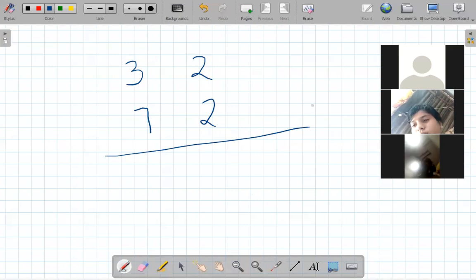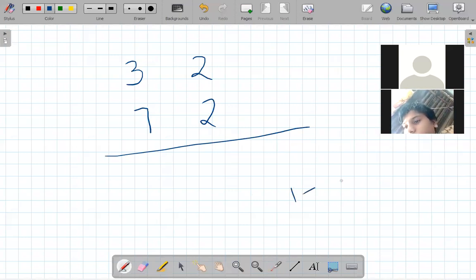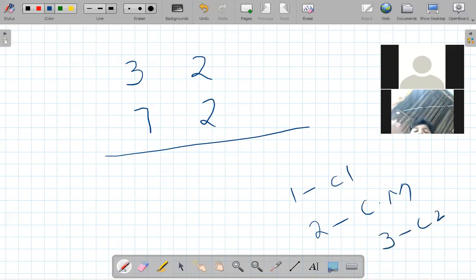The same rule. First step, first column. Second step, cross multiplication. Third step, column 2. First step, first column. Second step, cross multiplication. Third step, second column. That's it. This is the first column, isn't it? So first column, 7 3s are, 3 7s are 21. We got the first answer.